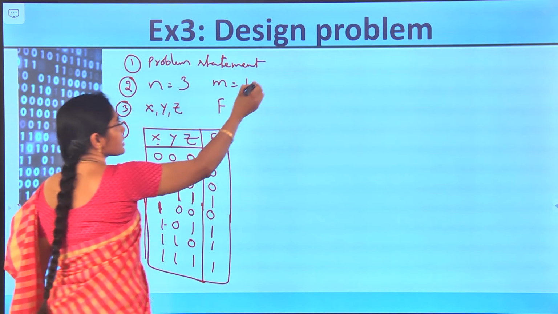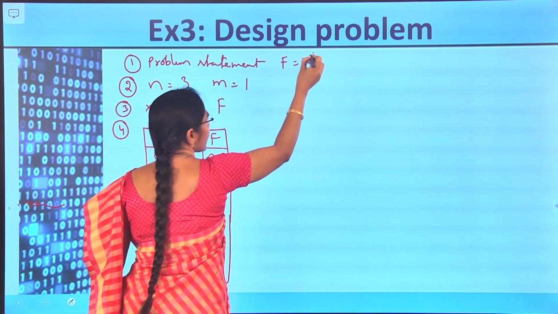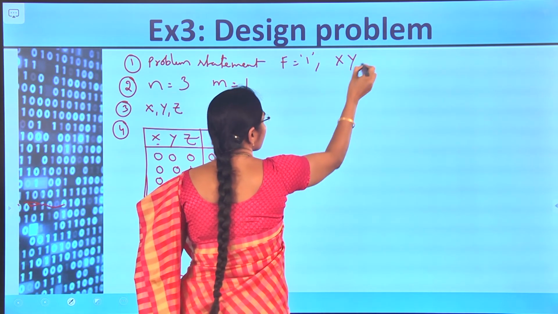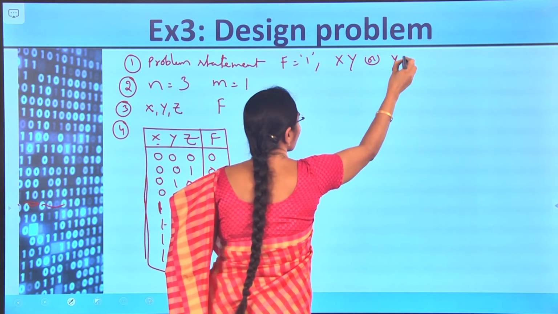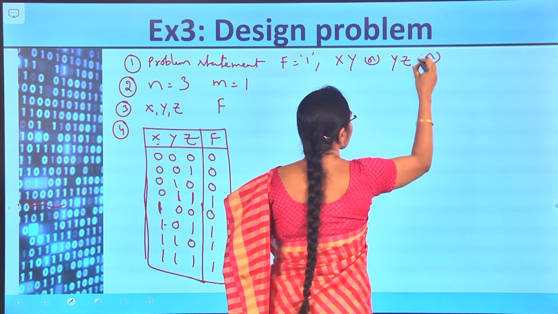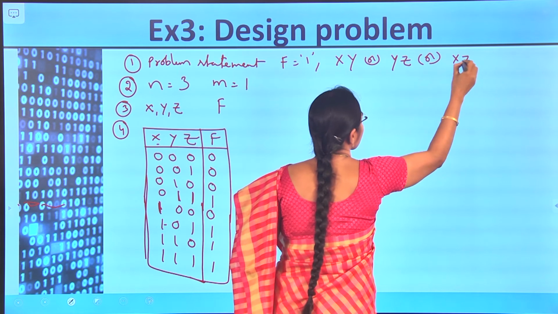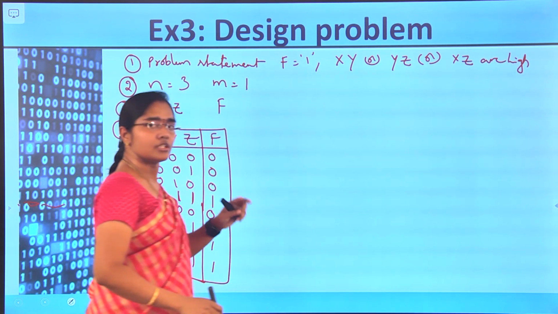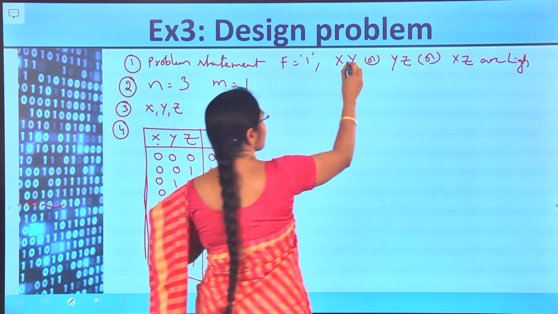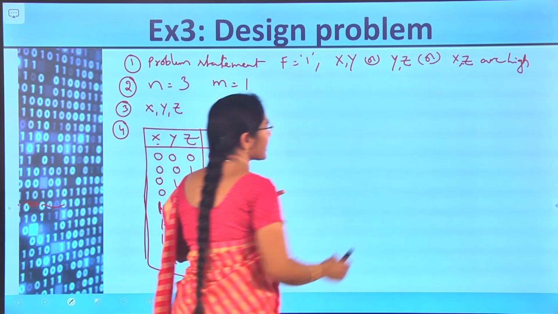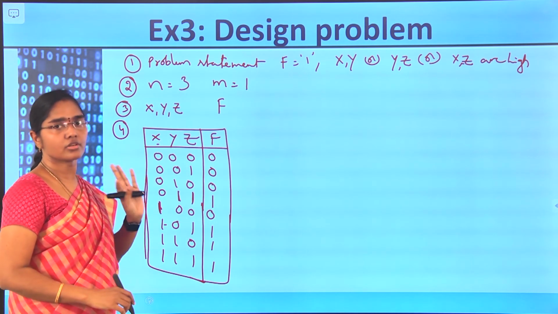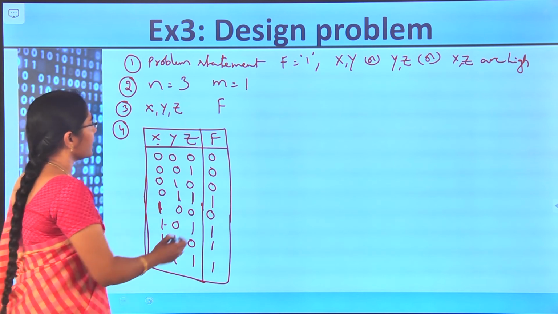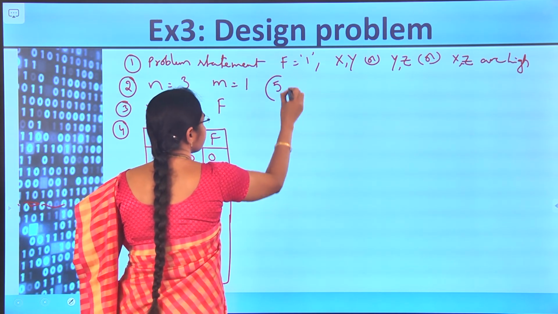F is equal to high. What is that statement? F is equal to high when x, y or y, z or x, z are high. Okay. Two variables of 3 variables are high, then output f is equal to high. This is our truth table. Now, obtain the simplified expression.